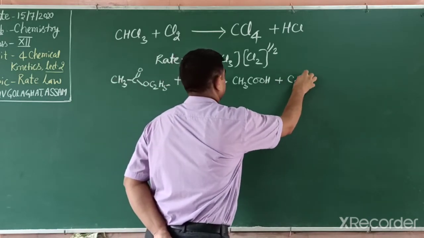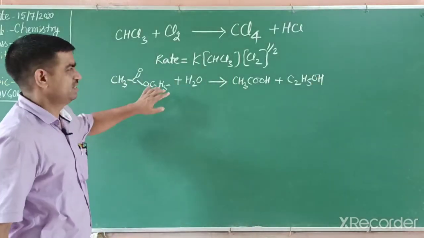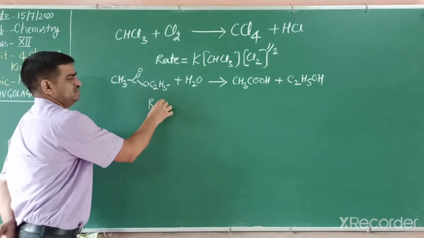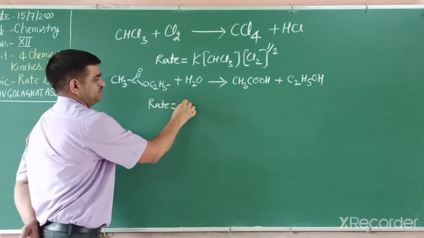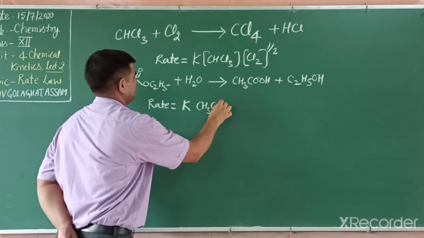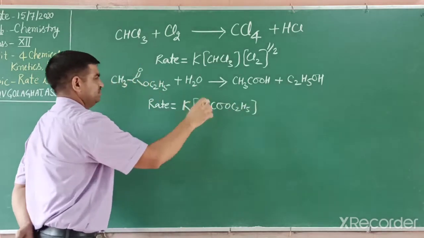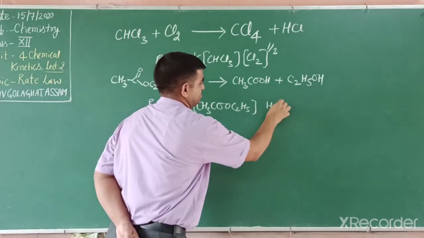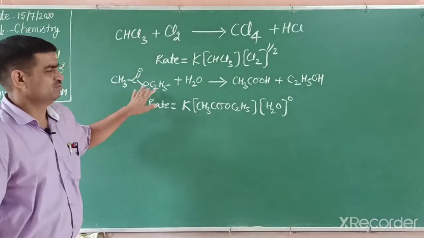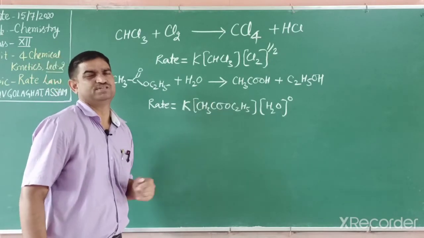Plus ethanol. In this hydrolysis reaction, the rate law given is rate equals K, concentration of ester power 1 and concentration of water power 0. So students, they are not equal to stoichiometry. These examples we will study after pseudo first order reaction.